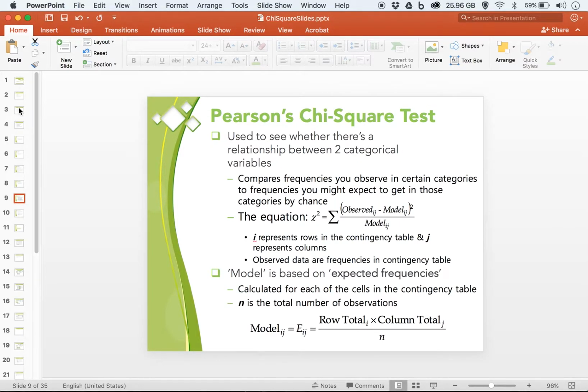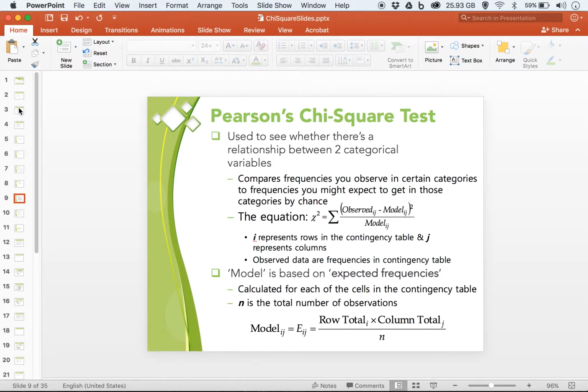But for the Pearson chi-square test, what you're going to have to remember is that we're actually looking at the null hypothesis stating that there is no relationship between the 2 variables, that our 2 variables are independent. And what we're doing is looking to see if there is a relationship between those variables. So we do that by comparing the frequencies we observe in certain categories to the frequencies we might expect to get. And our model is really based on our expected frequencies.